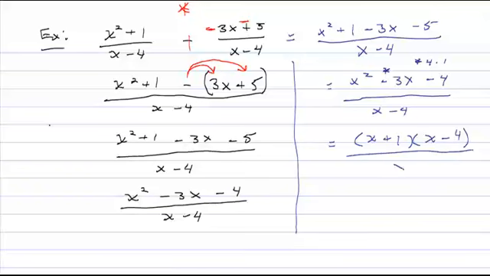Over x minus 4. And now we look for common factors, and we can see that we have x minus 4, and we are left with x plus 1 over 1, which is just x plus 1.